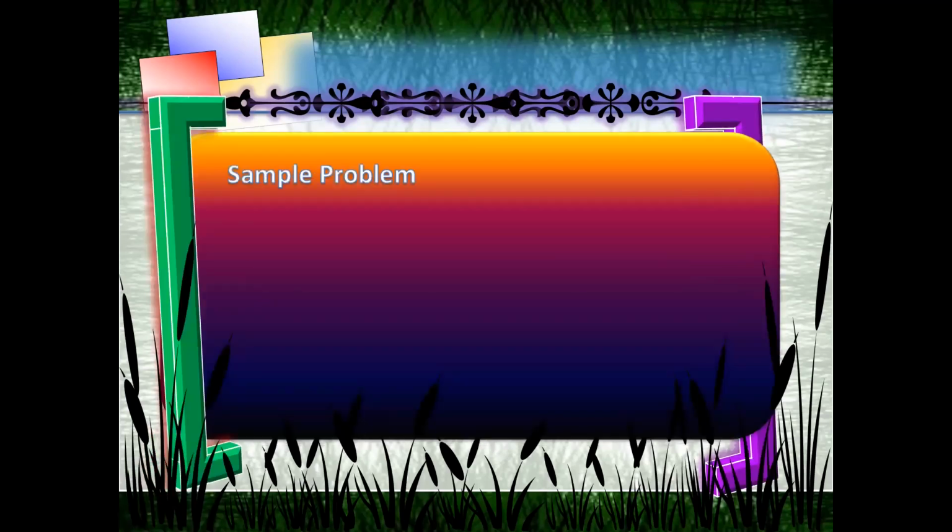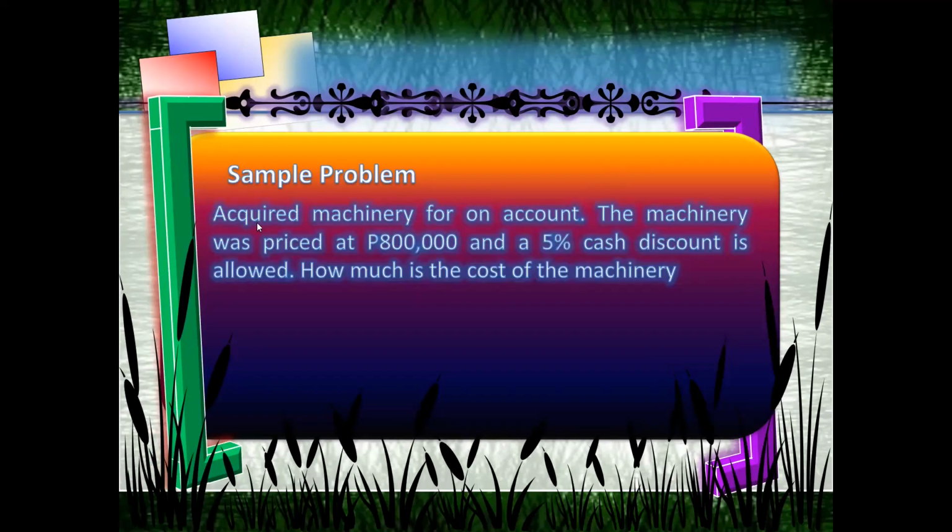Okay, so we have here a sample problem. Acquired machinery on account. So tanggalin na lang natin yung 4. So on account yan. So the machinery was priced at 800,000 and a 5% cash discount is allowed. So siguro, of course, if paid within the discount period. How much is the cost of the machinery?